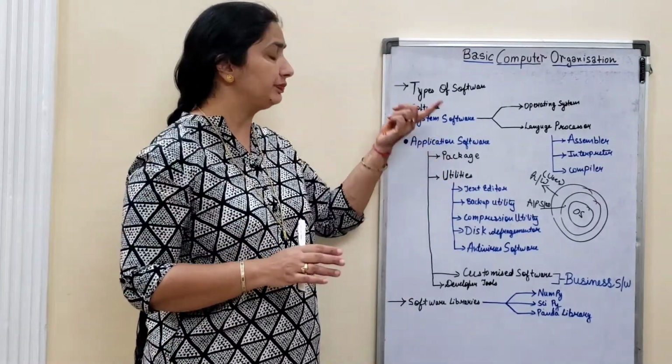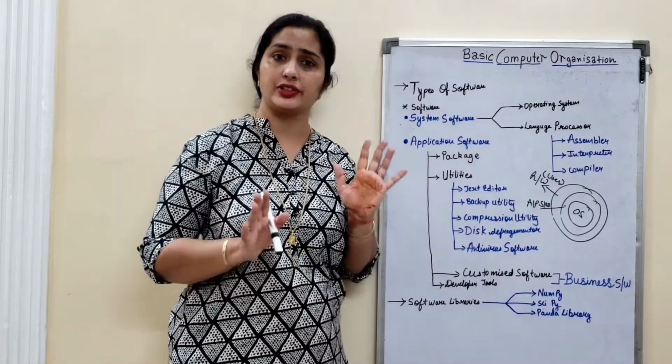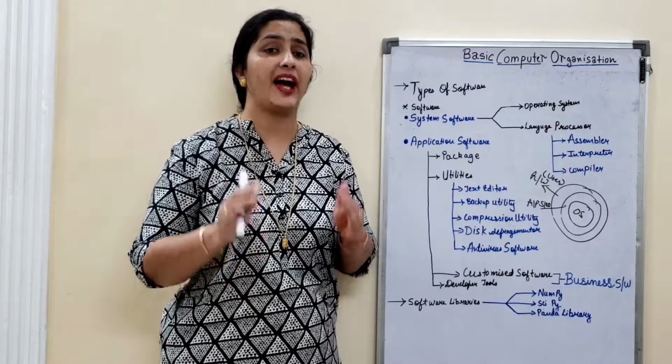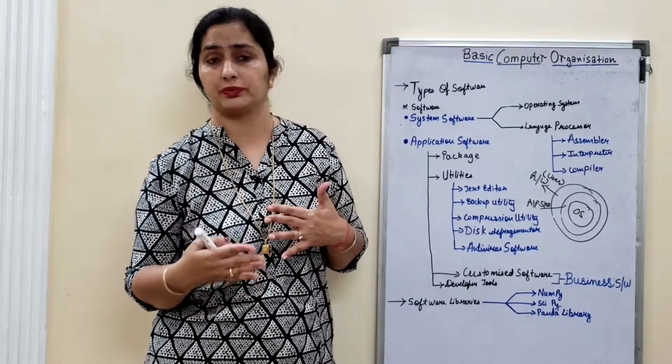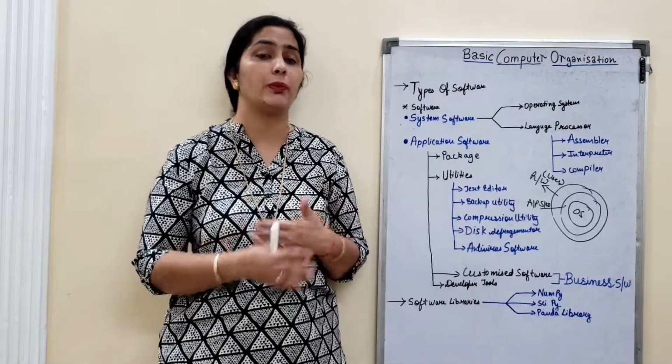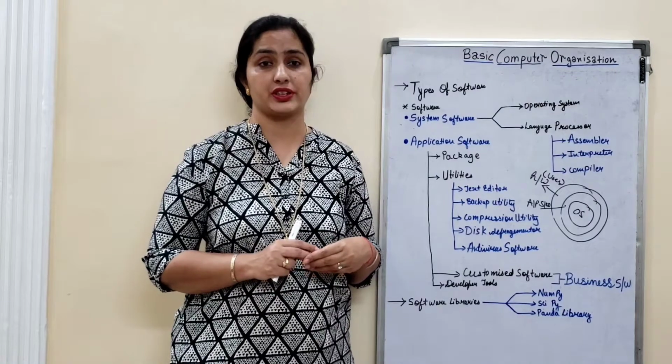But first we will see what is system software. The first bifurcation is the operating system, which helps you as a user to interact with your computer, with your system. Without an operating system, you cannot operate it at all. The second bifurcation is the language processor.